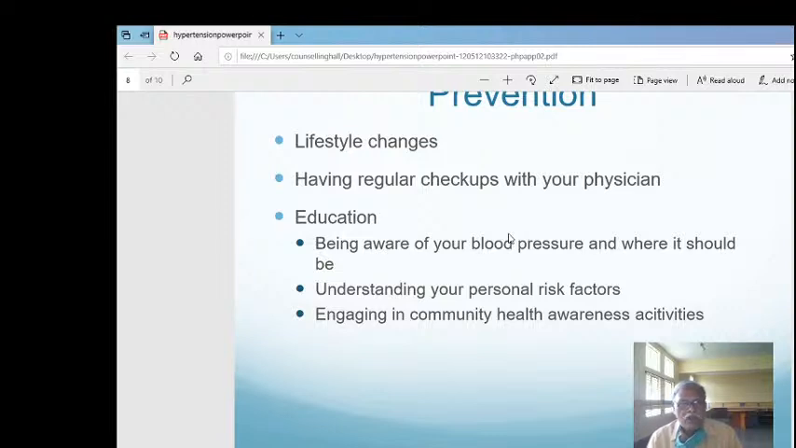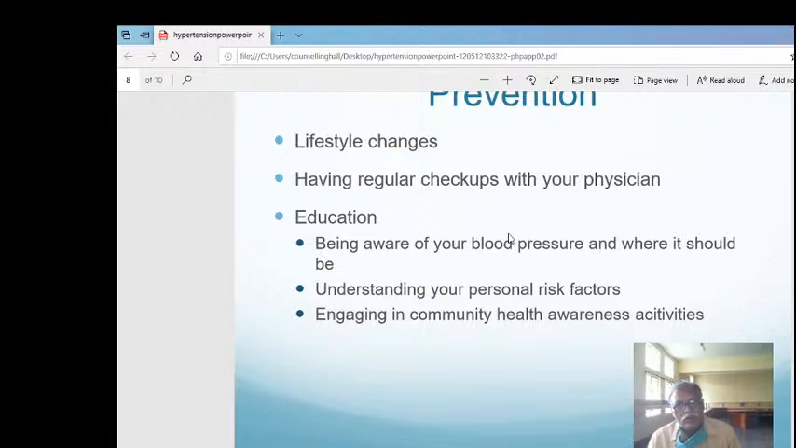and it should be tied 5 centimeters above the cubital fossa, and record the blood pressure at least 2 to 3 times in your examination or consulting chamber, and take the average of it. That gives you a correct blood pressure.